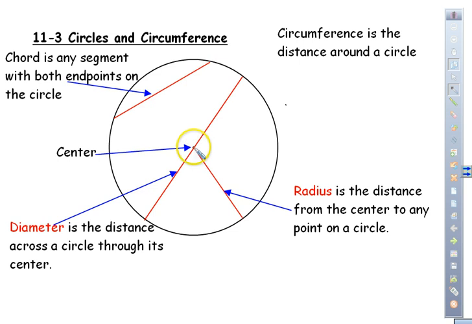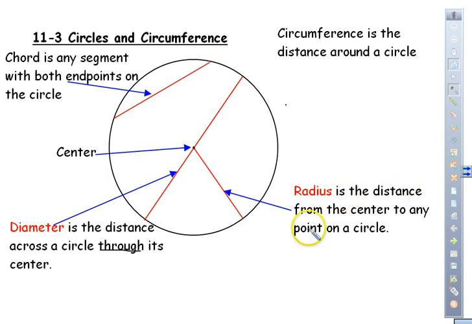The center point is obviously the middle, the center. The two that we're going to be mainly concerned with today are the diameter. Diameter is the distance across a circle through its center, and that's the important part that you understand. It has to go through the center part, and it goes from one side to the other, all the way across. That is the diameter. It tells you how big the actual circle is. The bigger the diameter, the larger the circle. The smaller the diameter, the smaller the circle.